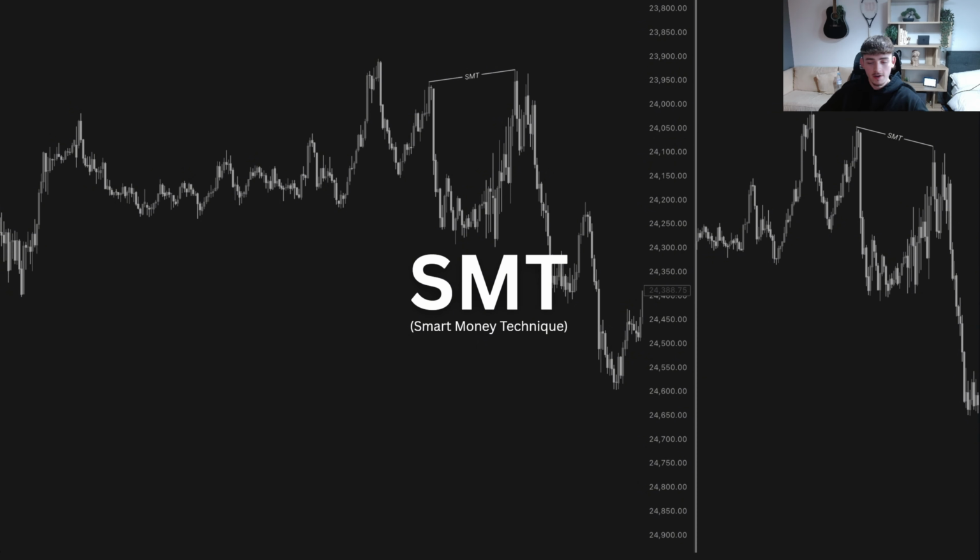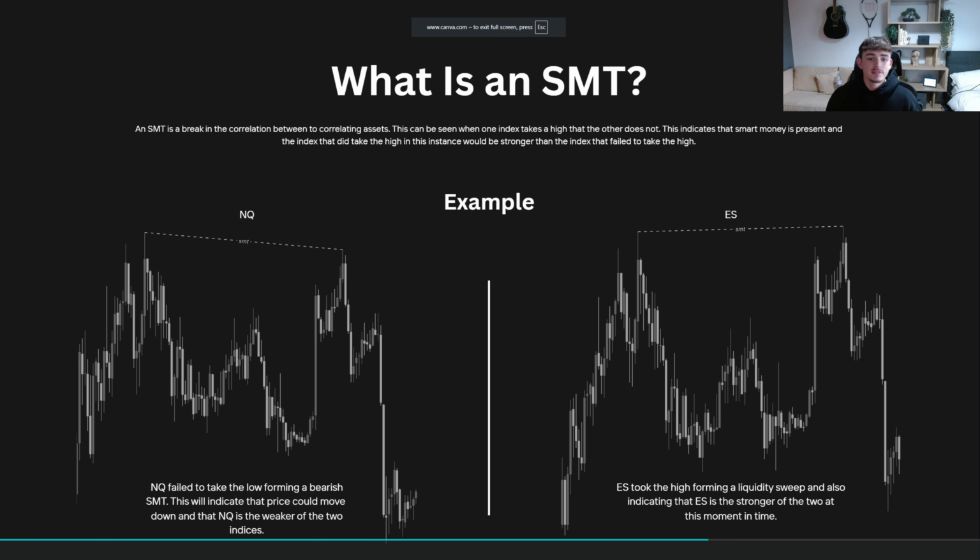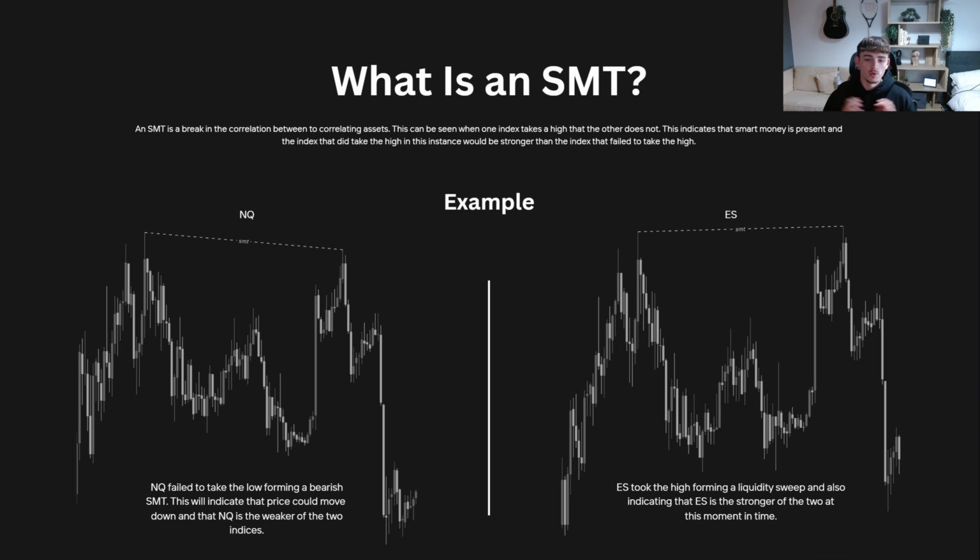which I told you about earlier. So this is SMT, which stands for Smart Money Technique. Let's go through what this actually means. So what is an SMT? An SMT is a break in the correlation between two correlating assets. This can be seen when one index takes a high that the other does not.